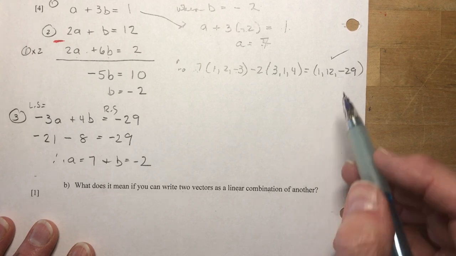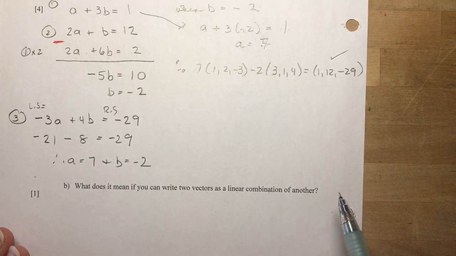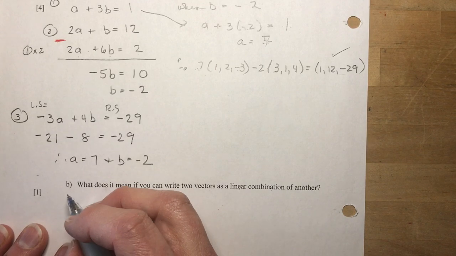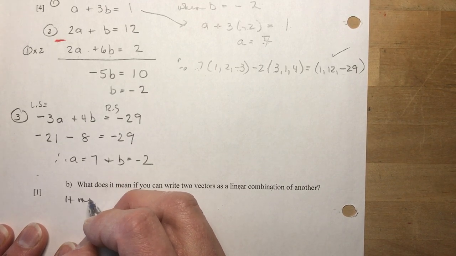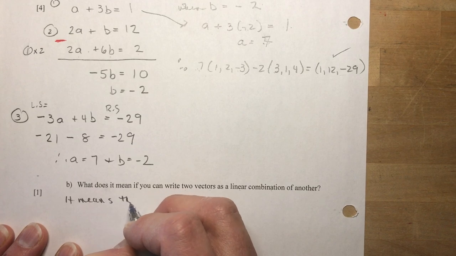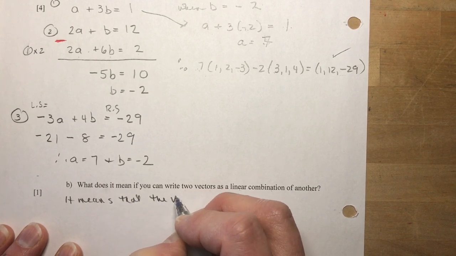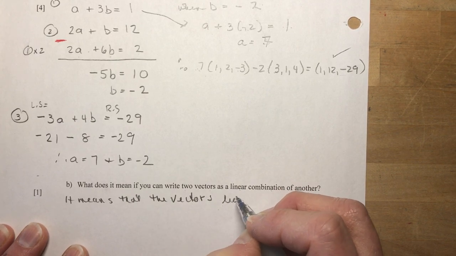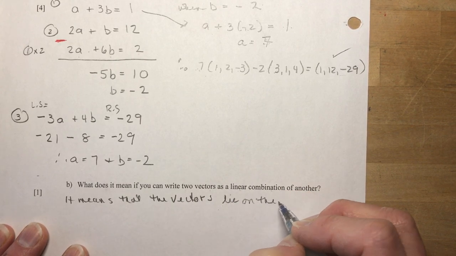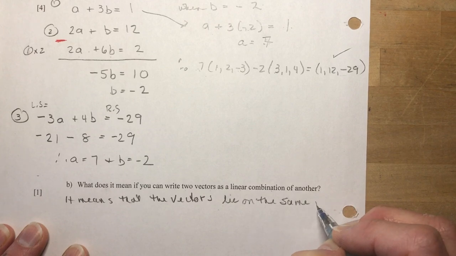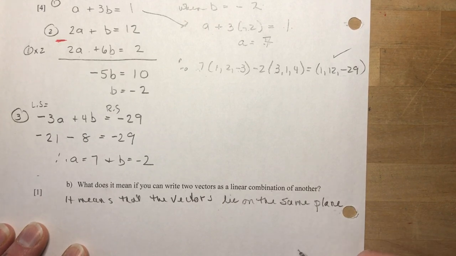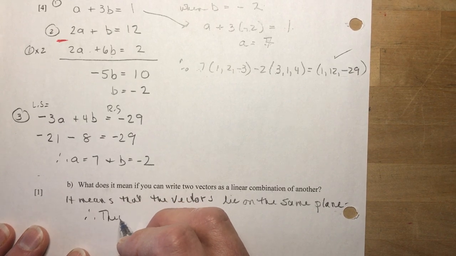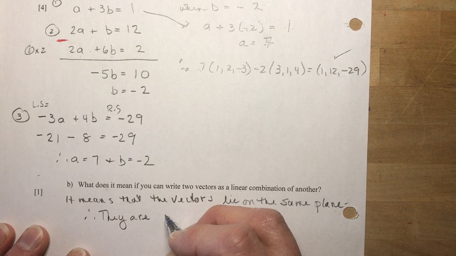The last question says, what does it mean if you can write a vector as a linear combination of two others, which is what we did here? What have we shown? What does this mean? So what it means is that the vectors lie on the same plane. The rain in Spain is mainly on the plain. Therefore, they are what we call coplanar.